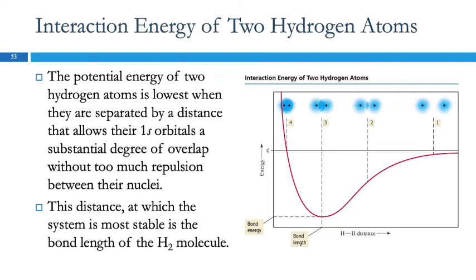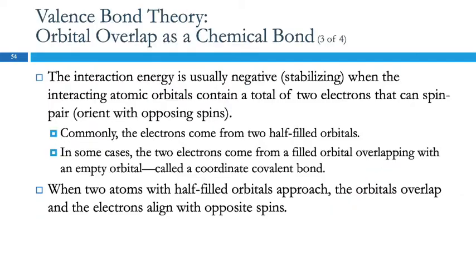Well, this distance turns out to be the bond length, and this energy is the bond energy. It's the distance at which the system is most stable. And so what we're looking at is the overlap of the s orbitals of the hydrogen atoms. So as they overlap, they're going to get attraction. If they get too close, there's going to be repulsion because of the nuclei. So that interaction energy is usually negative. It's stabilizing.